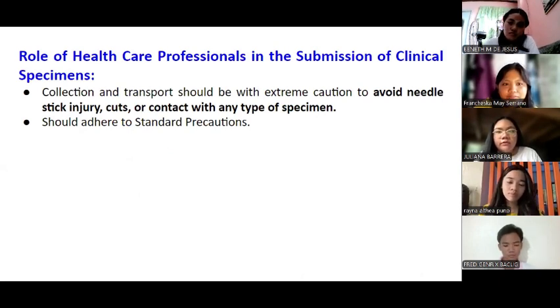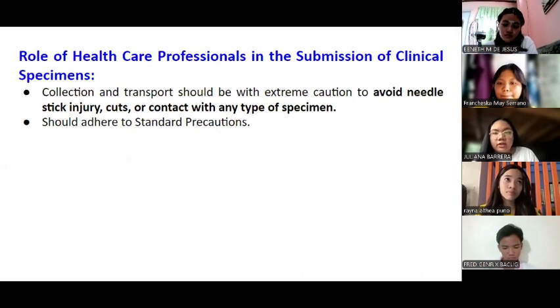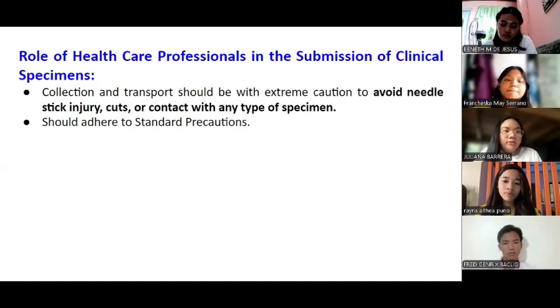So for the role of healthcare professionals in the submission of clinical specimens, collection and transport should be with extreme caution to avoid needle stick injury, cuts, or contact with any type of specimen. They should adhere to standard precautions. A close working relationship among the members of the healthcare team is essential for the proper diagnosis of infectious diseases.